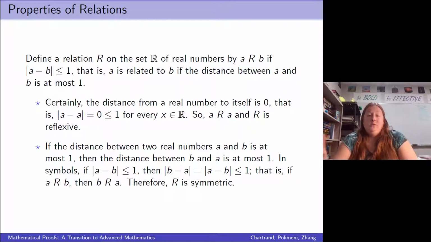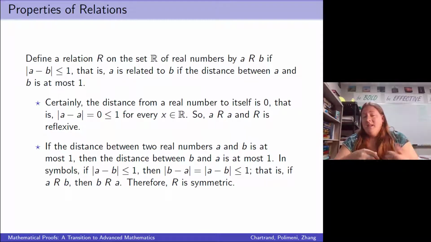So we might be defining a relation where we're looking for real numbers A and B, and we're saying that they're related if the absolute value of A minus B is less than or equal to 1. What that's really saying is that A is related to B if the distance between A and B is at most 1. So let's think about this in terms of reflexive, symmetric, transitive.